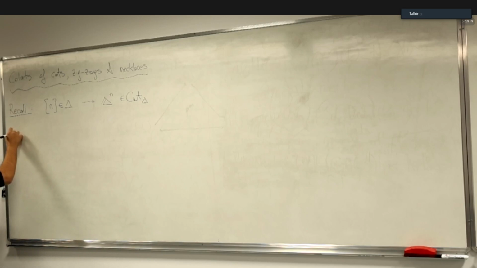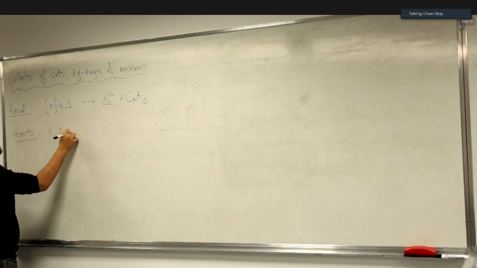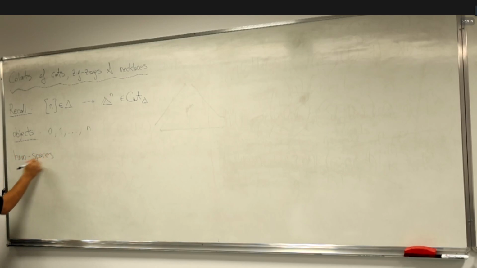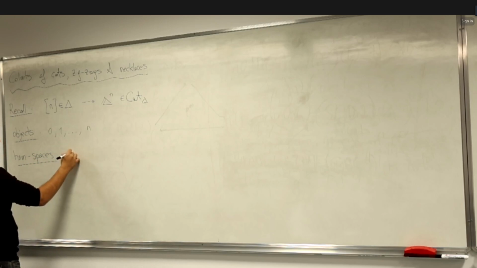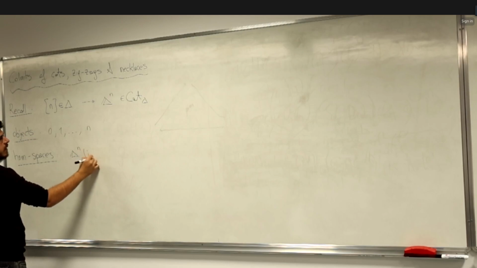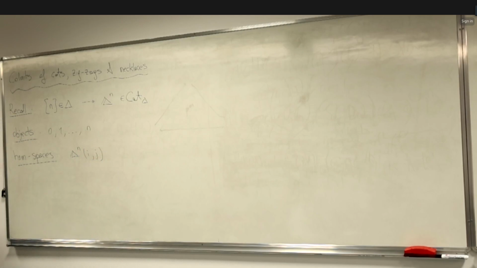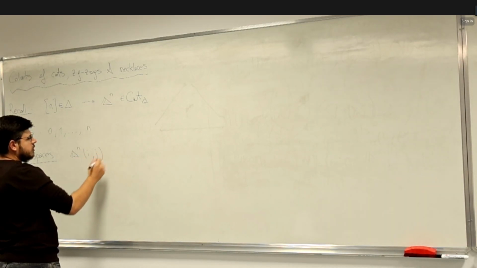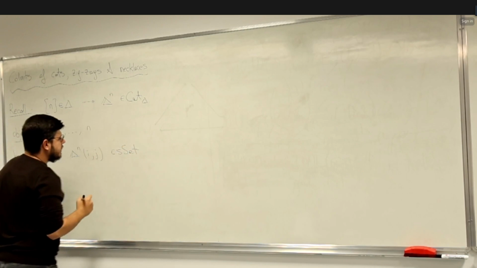Okay, so the objects are just 0, 1 up to n, same as the category delta n. This is like a simplicially enriched version. So I will say Hom spaces are defined as follows. If I pick two objects i and j, this will now be a simplicial set. This simplicial set can be described as follows.